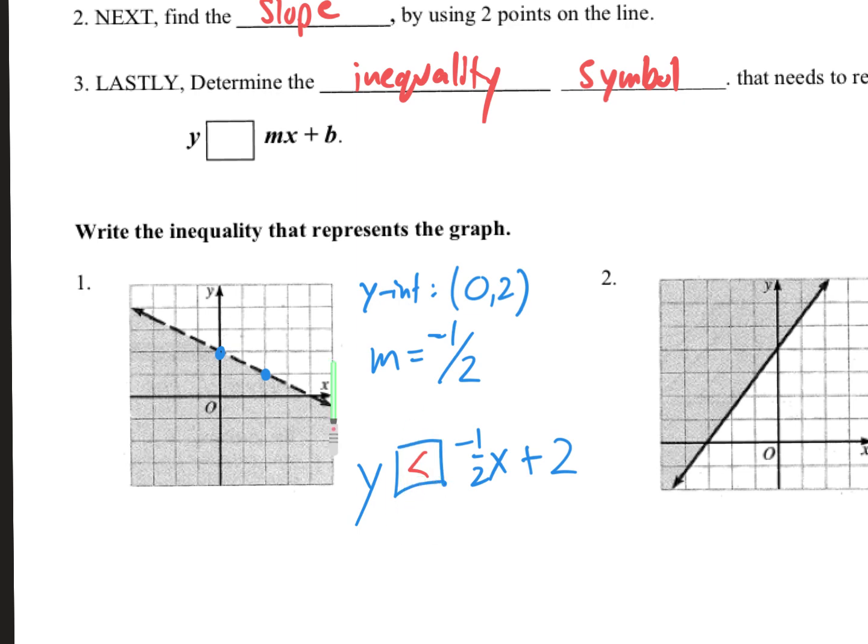And that's determined by the line. So if it's a solid line, then we would put that equal to bar underneath. But since we have a dashed line here, I just leave the inequality symbol as it is. So y is less than negative 1/2 x plus 2. That would be my final inequality that represents this graph. Okay? So let's do another one.